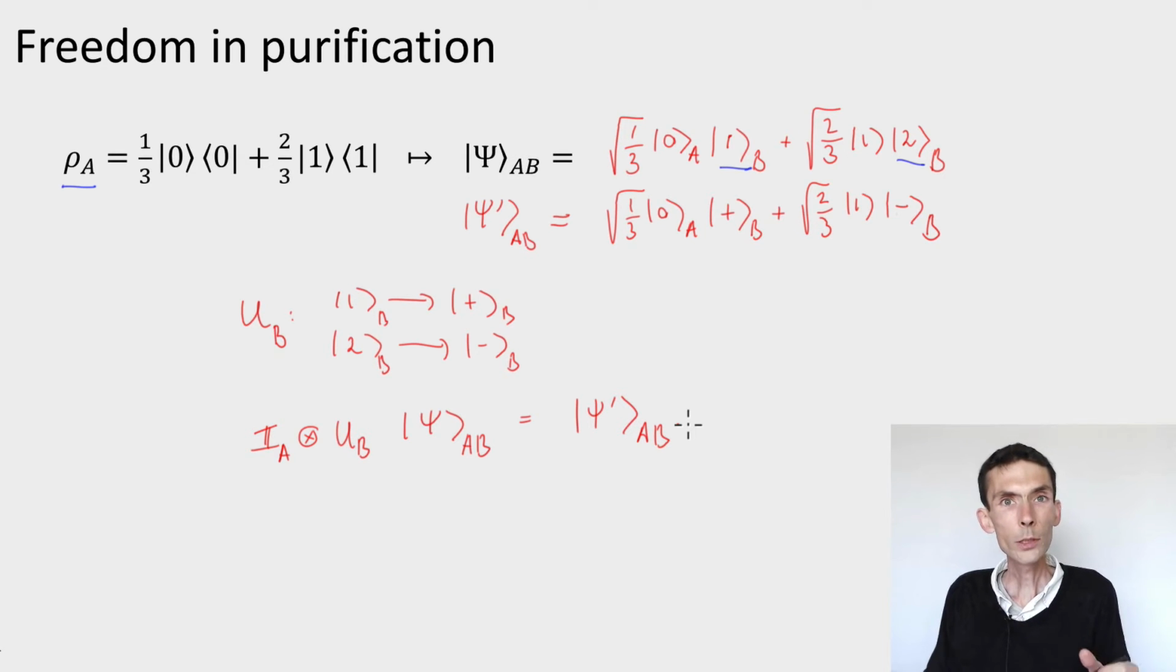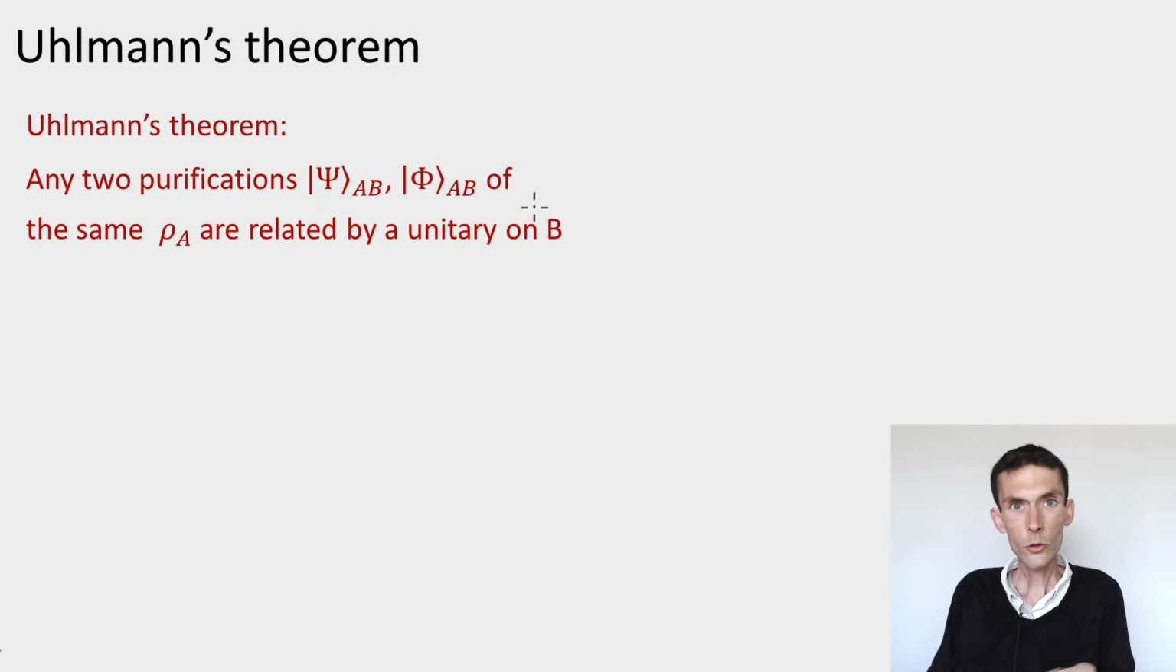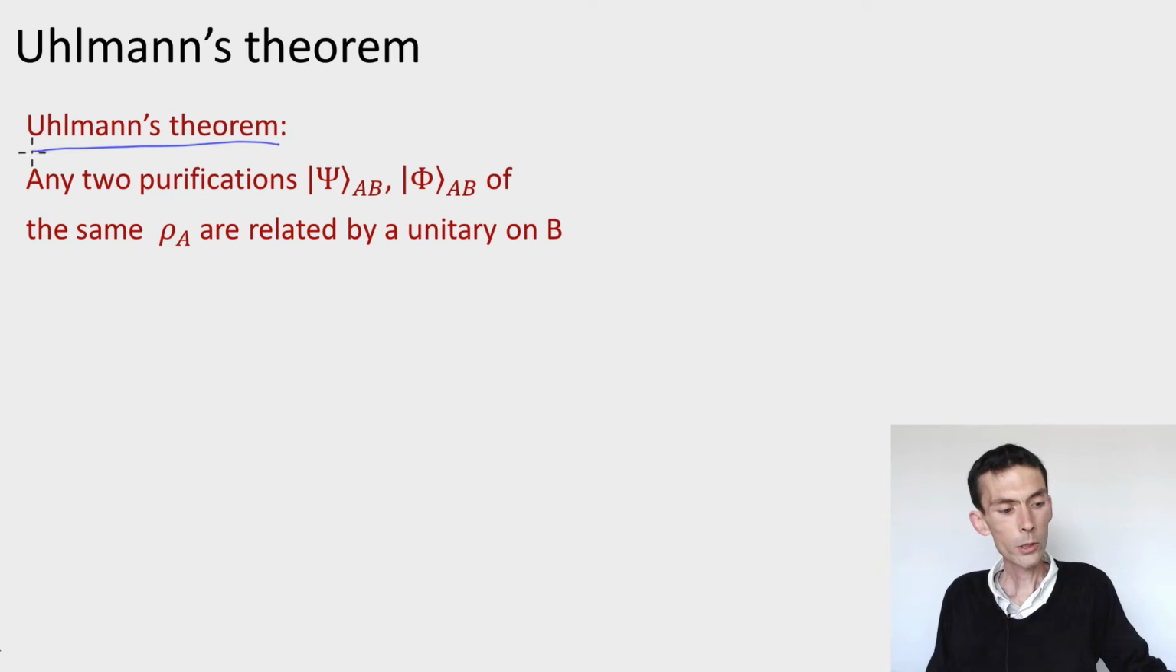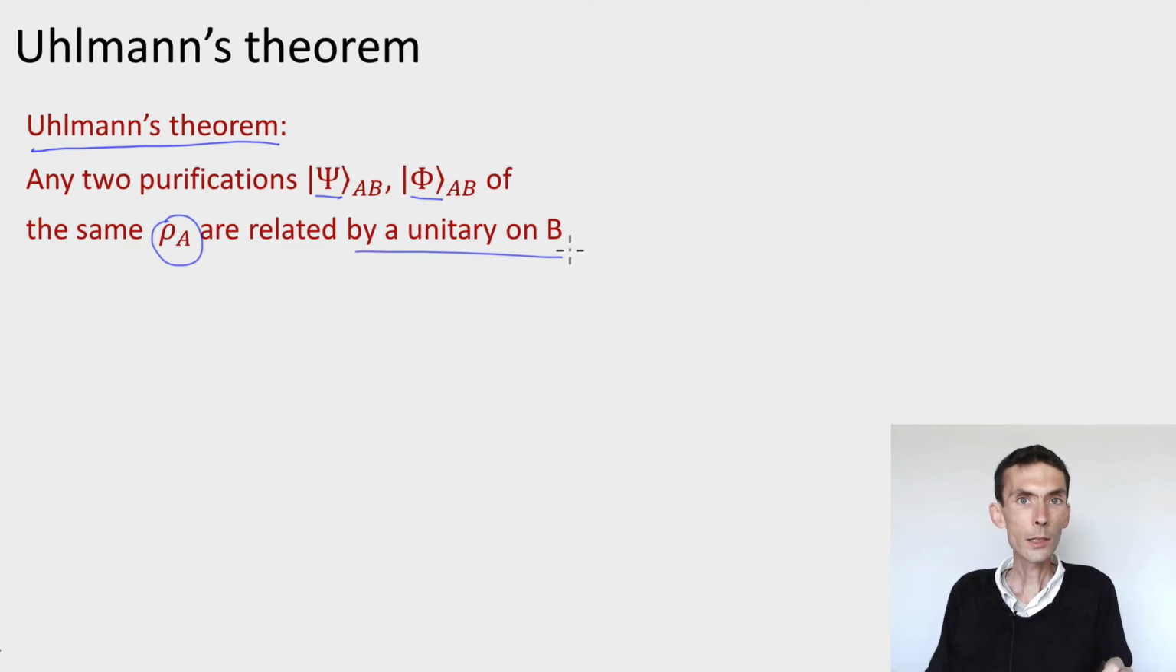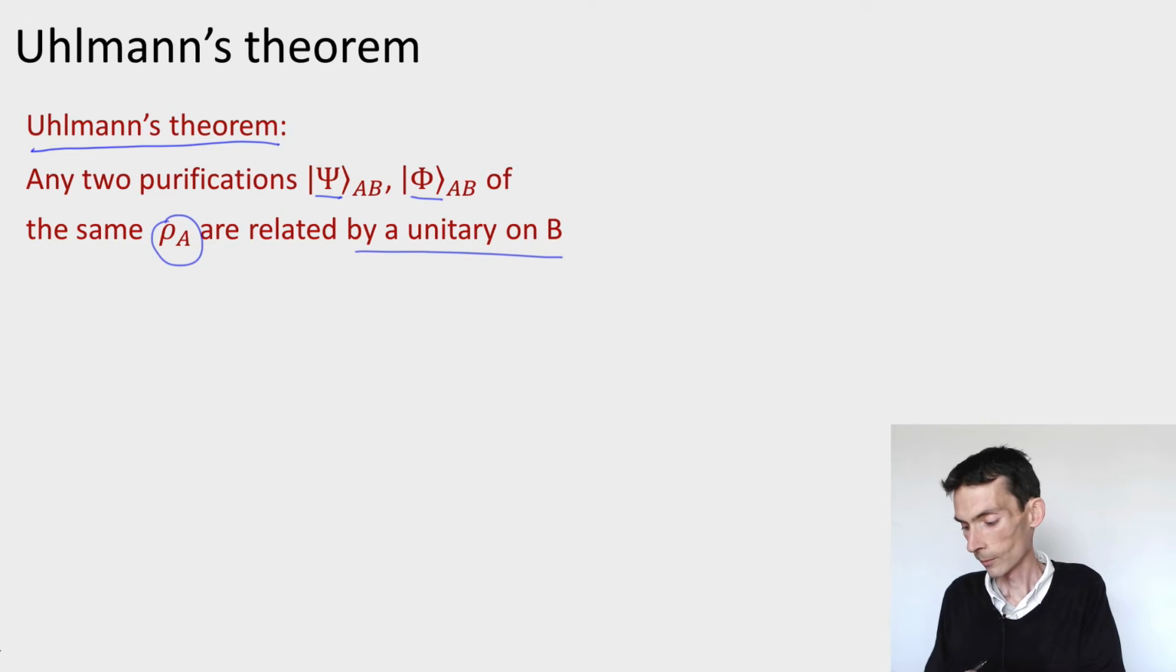Now, is that the only freedom that you have? And Uhlmann's theorem gives us the answer. So here is a statement of the theorem. Uhlmann's theorem says that any two purifications, psi and phi, of the same reduced density on A must be related by a unitary on the B system. Now let's immediately see why this answers the question that I raised at the start of the module.